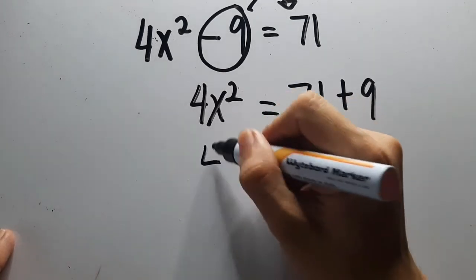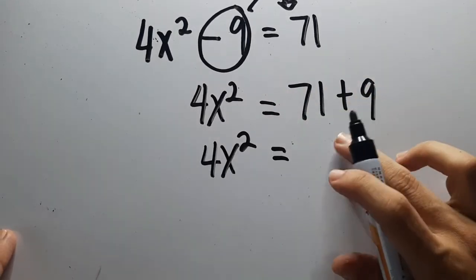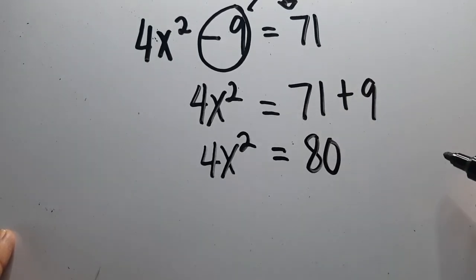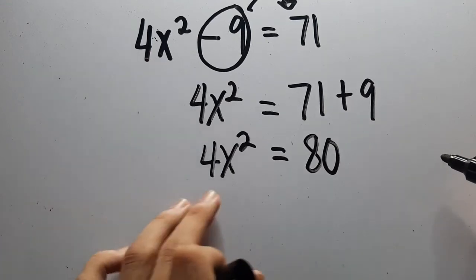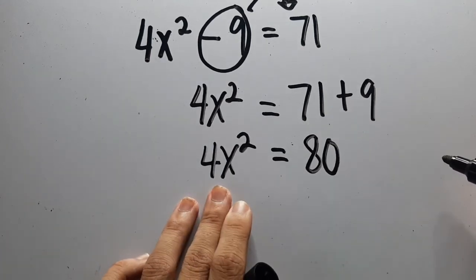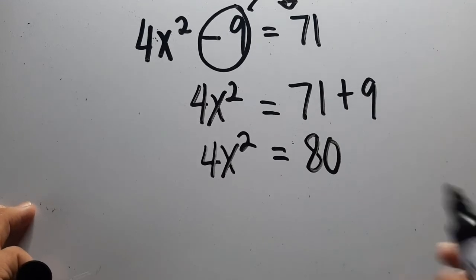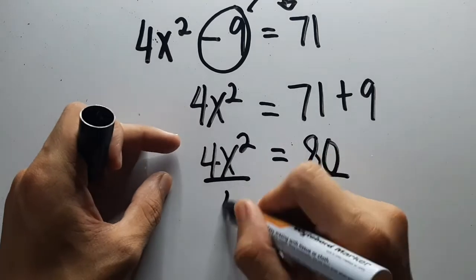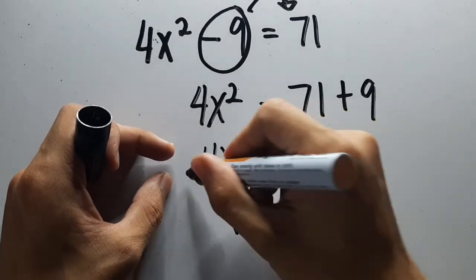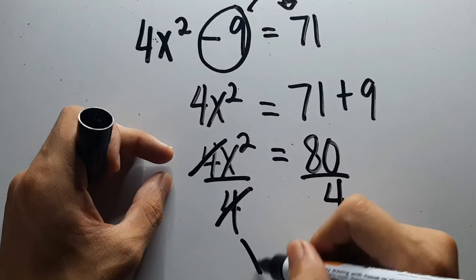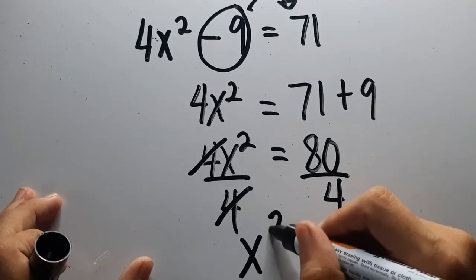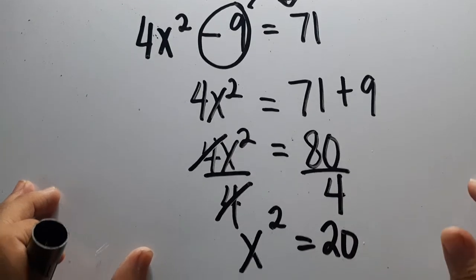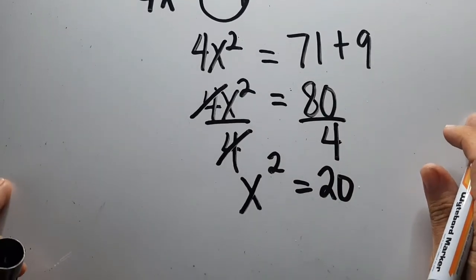So we have 4x squared is equal to 71 plus 9, which is 80. Before we find the square root of 4x squared, we need to simplify it first. So divide both sides by the numerical coefficient of x squared, which is 4. So we have 4, 4, cancel, cancel. And then we have x squared is equal to 80 divided by 4 is 20. So we have x squared is equal to 20.